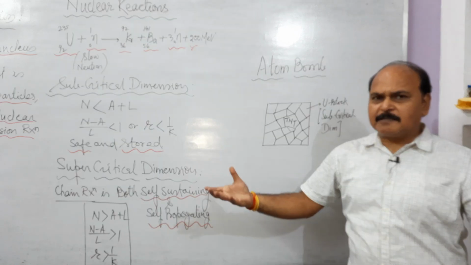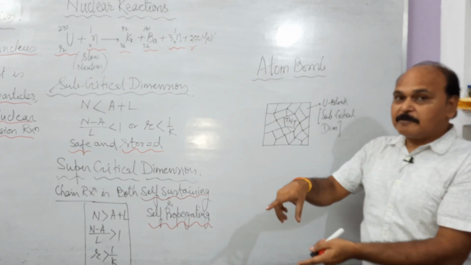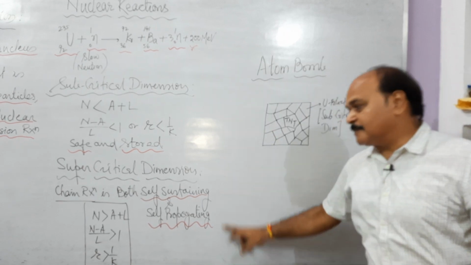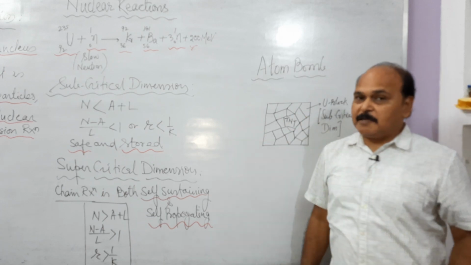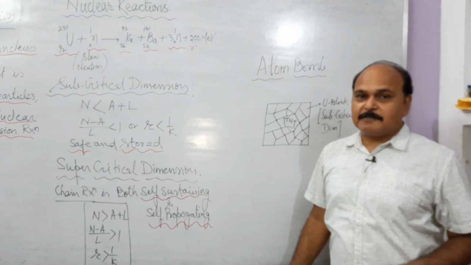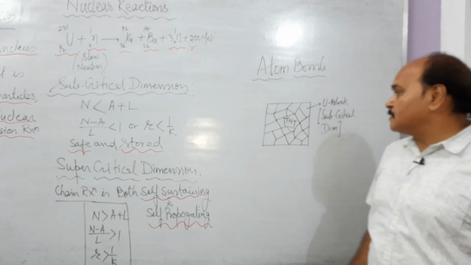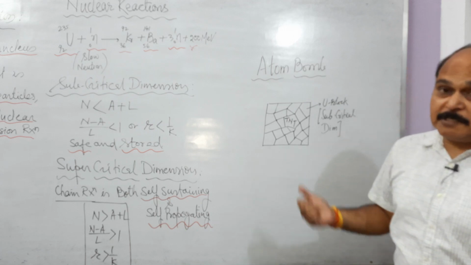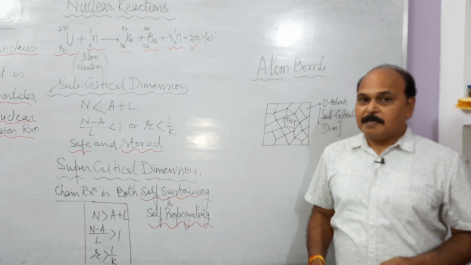And what happens as the result? Some of the blocks move into supercritical dimension, and for them the chain reaction is self-sustaining and self-propagating. That chain reaction continues until the supercritical fuel is exhausted, and in the process a huge amount of energy is released, which causes a lot of loss of life as well as property. Well children, this atom bomb is a very, very dangerous, lethal weapon.